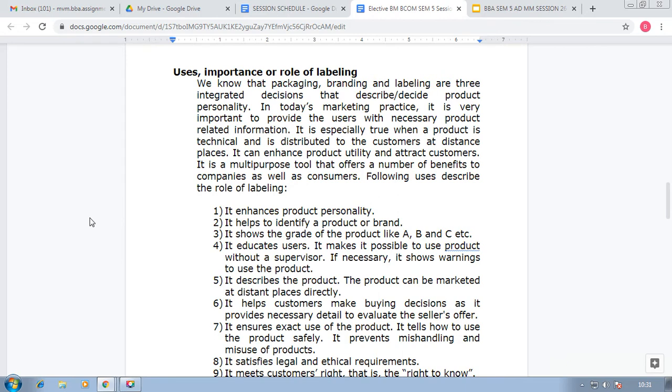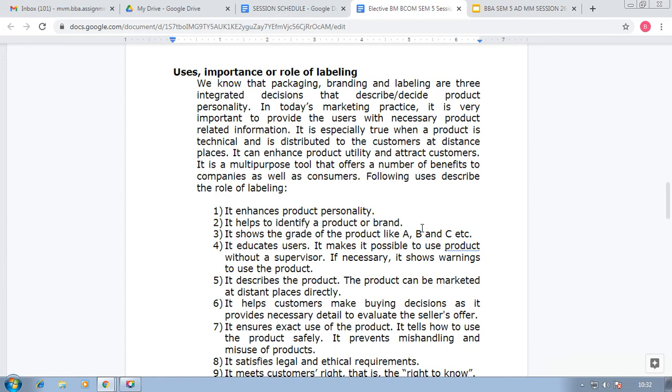Label also enhances the product personality. It helps to identify a product or a brand, because you identify the products on the basis of the brand name which is printed on the label. Sometimes the label also shows the grade related to the products, in the form of ABC, ISI 9000, or a vegetarian mark, egg mark, agricultural mark, or a non-veg mark, red mark and green mark. So these marks are the grades through which the customers can identify.